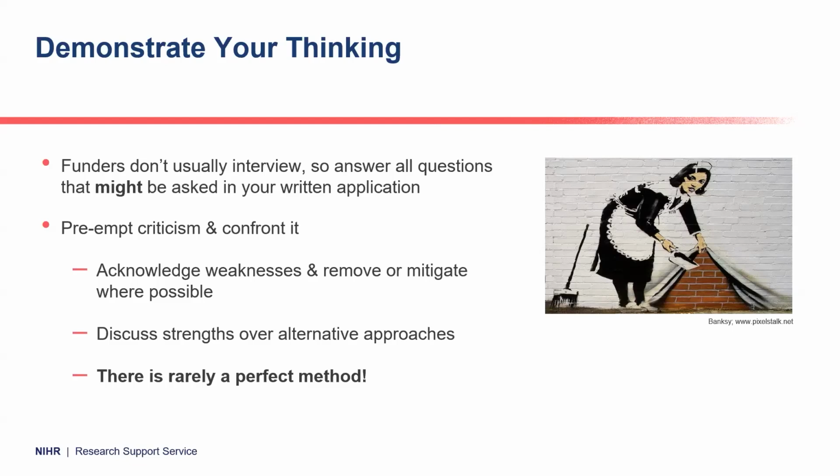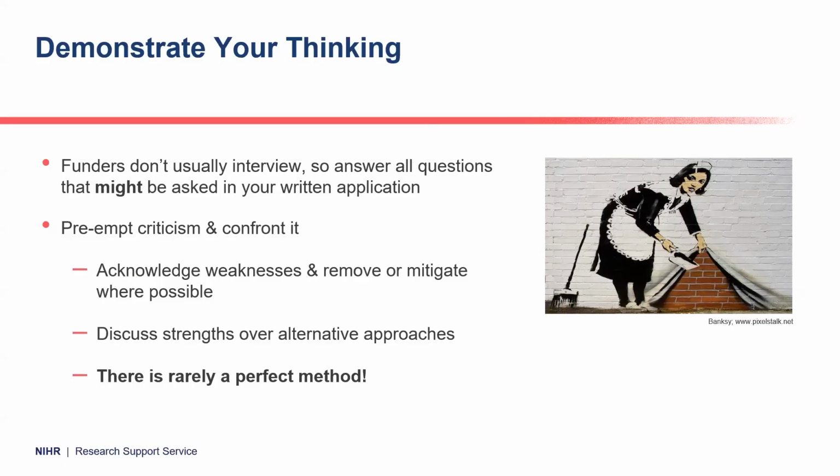You can discuss strengths over alternative approaches. So if you're using a particular design and there are alternatives, you can say, I'm using this because in this particular context, this is by far the best thing. Or, you may have a sort of design issue where perhaps there's a problem with contamination. So you're justifying a cluster design over an individually randomized trial, for example.